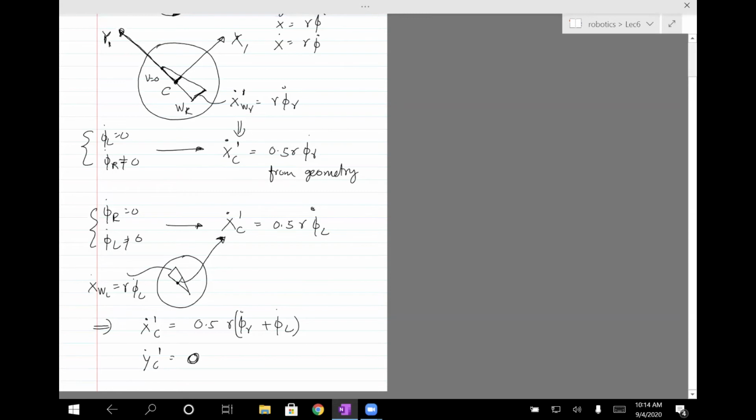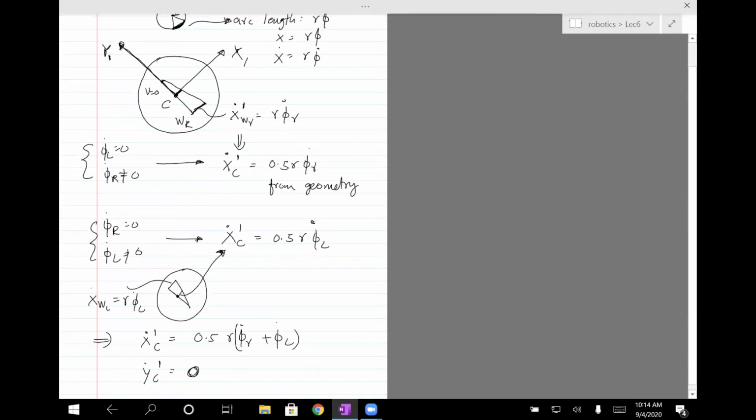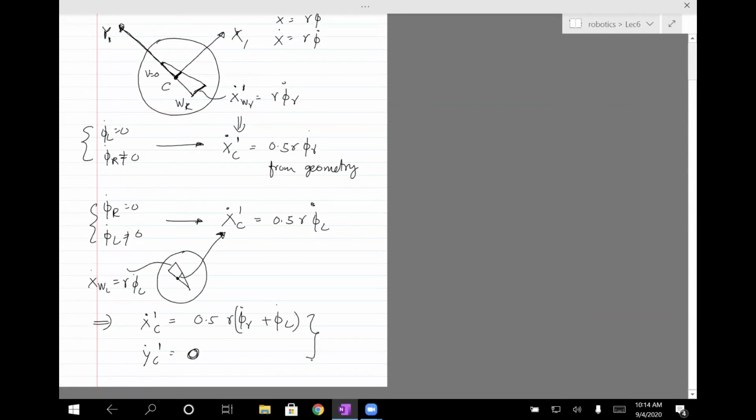That's simply because this frame is, as I said, fixed to the robot. When the wheels move straight, they are not allowed to move at right angles to the direction of motion, which is along x1. So it has to be zero. These are the speeds in frame 1. Now we need to find the speed in frame 0, because ultimately we want to relate everything to the fixed frame.